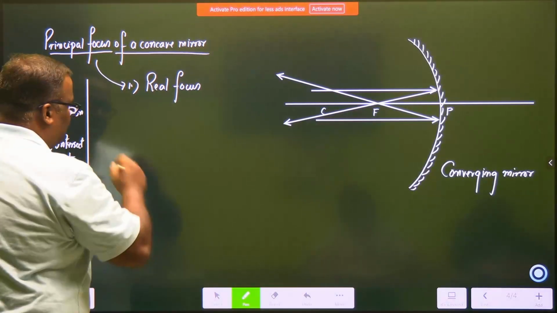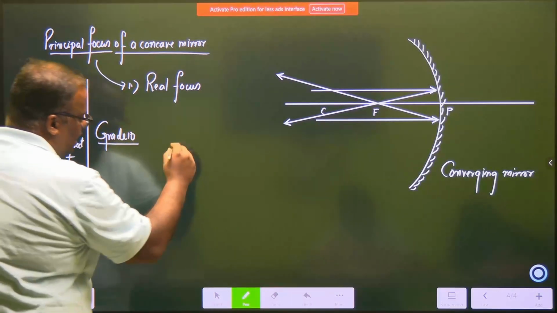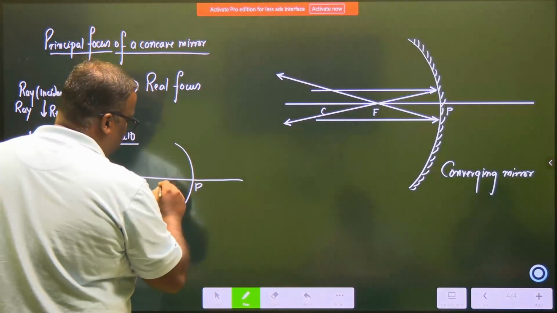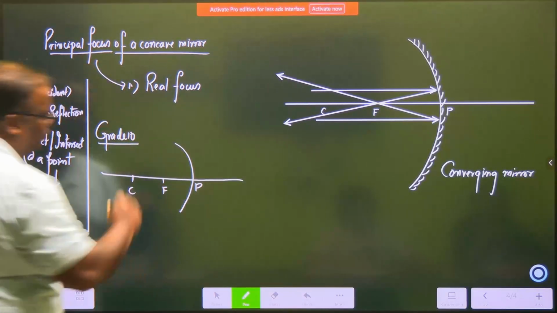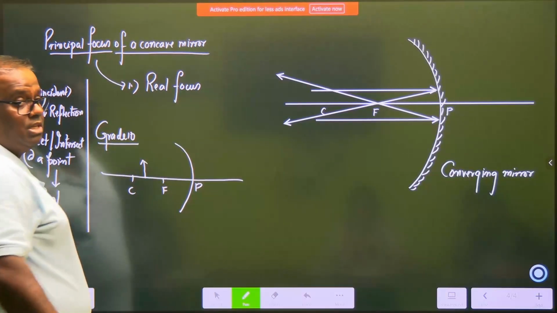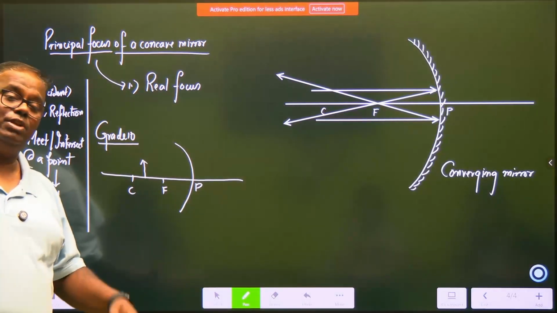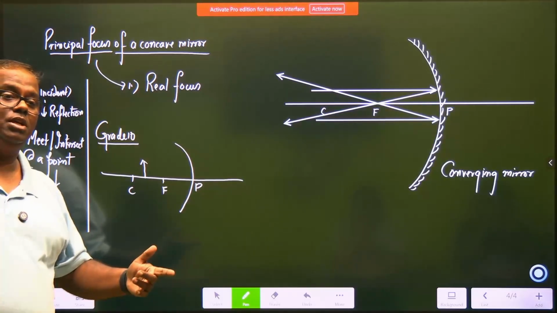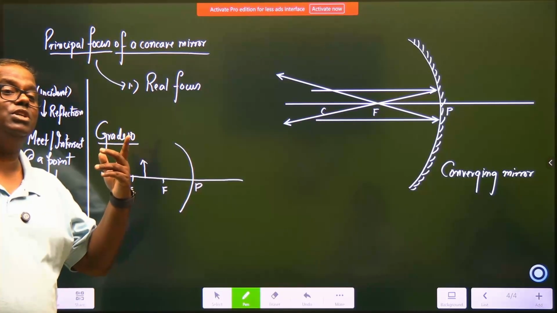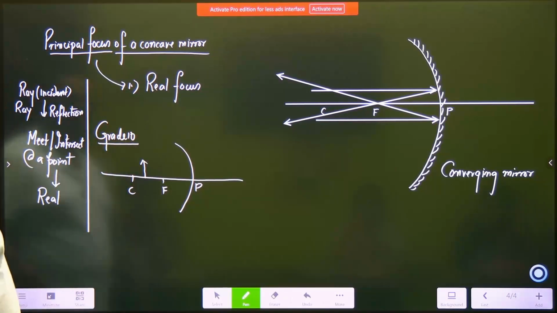Also, if you revisit grade 10, let's see a little bit of grade 10 out here. Say I have a concave mirror and this is my pole, this is my focus, this is my center of curvature, and suppose I have kept an object between pole and center of curvature. You remember, right? A concave mirror will always create everything inverted, except when you are using it as a dentist mirror or as a vanity mirror. You remember dentist, lipstick, I used to say.